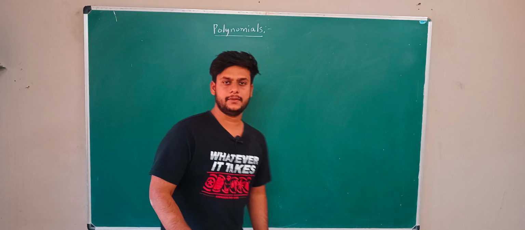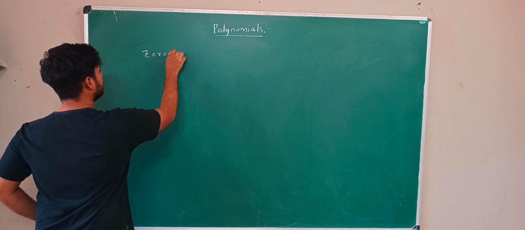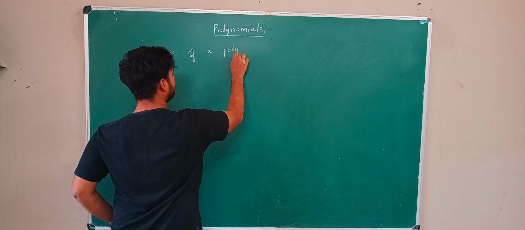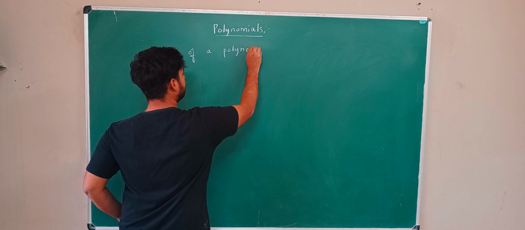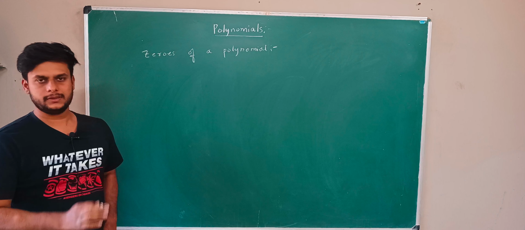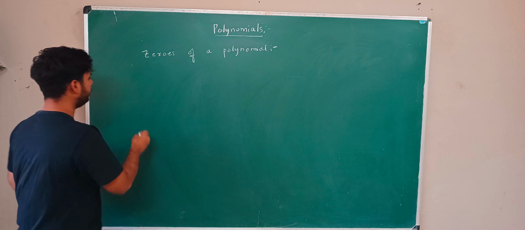Okay, students, next we have zeros of a polynomial. Now this is a very interesting topic, okay? It is very easy, but people will get confused. So what does this mean here?